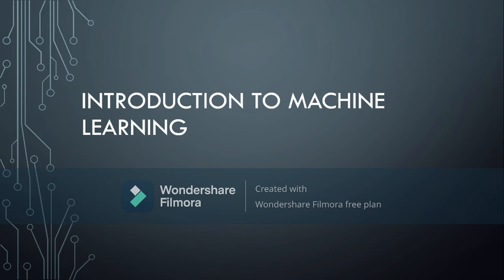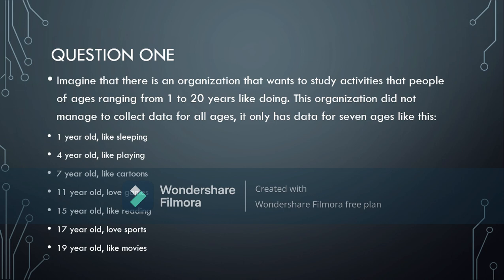So this is an introduction to machine learning, and I have a question which we are going to do today. The question goes: imagine that there is an organization that wants to study activities that people of ages ranging from 1 to 20 like doing. This organization did not manage to collect data for all ages. It only has data for 7 ages like this. So here we can see that a child of only 1 year likes sleeping, 4 years likes playing, 7 years likes cartoons, 11 years likes games, 15 years likes reading, 17 years loves sports, and 19 years likes movies.